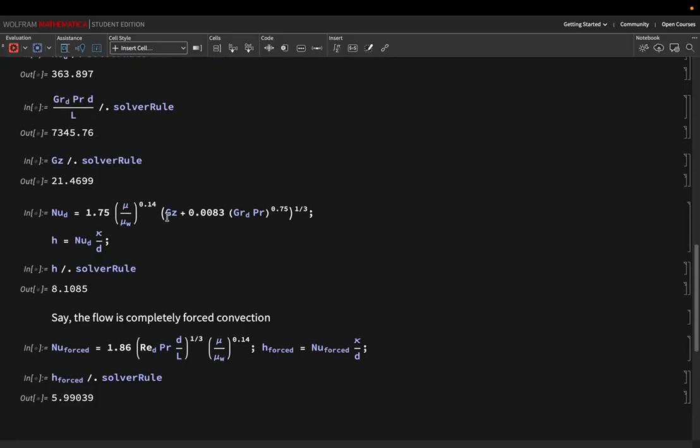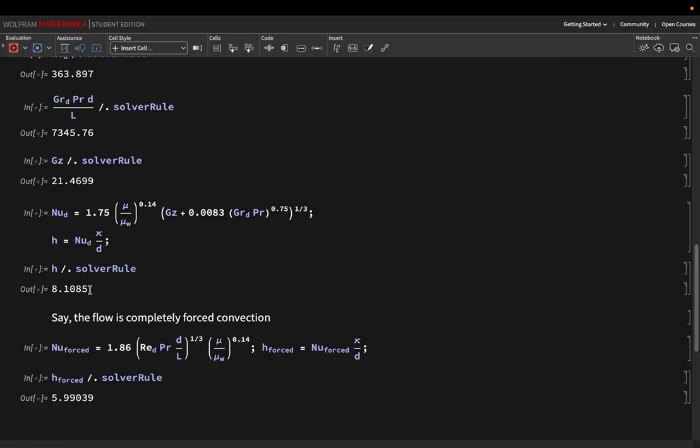The correlation has the Graetz number in it, so it is a developing flow, plus the Grashof number to the power 3 by 4 times 1 by 3. So this is basically to the power 1 by 4, which is very similar to the free convection case, and this will account for the free plus forced convection scenario. And this mu W is basically the viscosity at the wall. Once I have the Nusselt number, I can calculate the heat transfer coefficient, Nusselt number times kappa by d, and solve for the heat transfer. So I'm getting this around 8 point something.